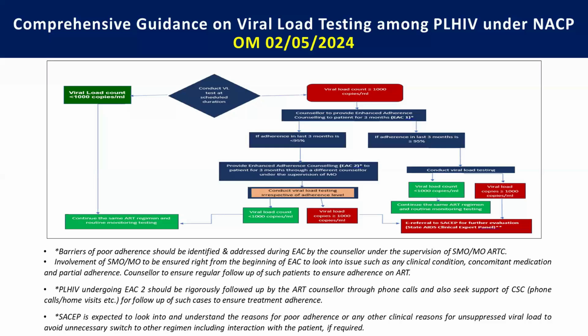So now when we are calling the patients for actual SACEP, at that time again we are doing EAC by the counselor of our ART center, and we find out many barriers. Then these barriers are addressed and again an EAC is done, and the corresponding ART center is communicated that the adherence is poor, and we continue the EAC. So that's how the thing goes.